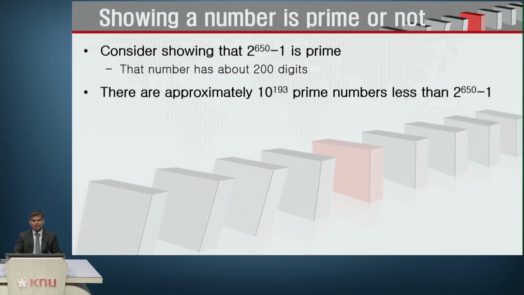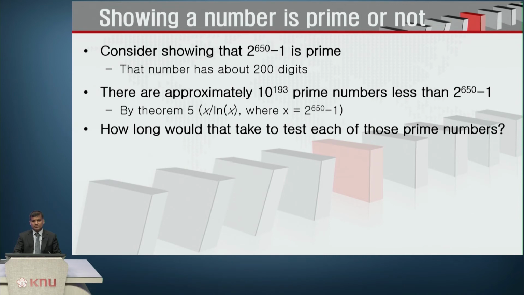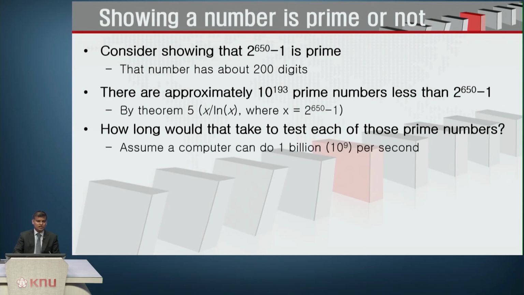So there are approximately 10 power 193 prime numbers less than 2 power 650 minus 1. By the theorem that we just saw, we can see this with x equal to 2 power 650 minus 1. And how long does it take to test each of these prime numbers? Well, let's assume that we have a computer that can do 1 billion operations per second. That's quite fast. Of course, these days we do have such computing facilities with GPUs coming in.